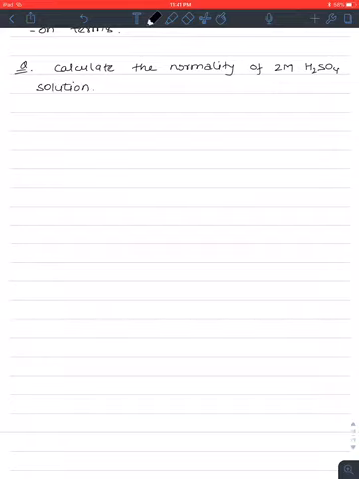Question: Calculate the normality of 2M H2SO4 solution. So it's a very simple question. Directly you can use the formula that normality is what? Normality is molarity into n factor.